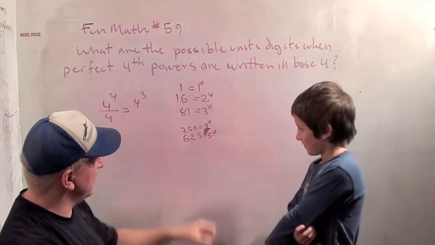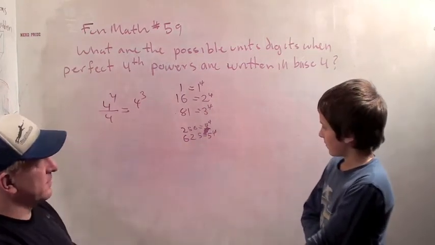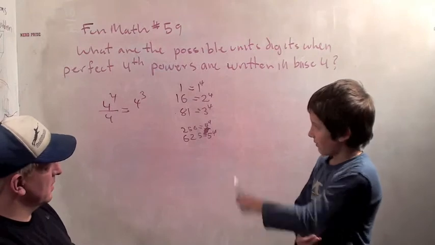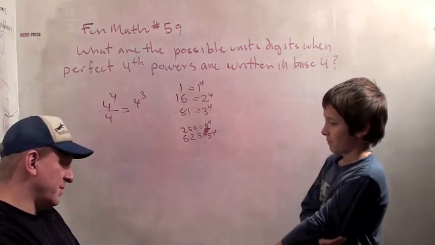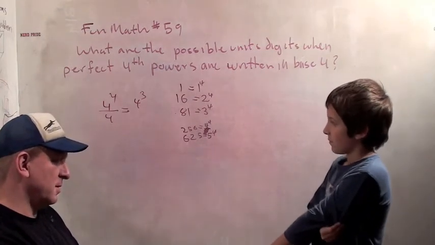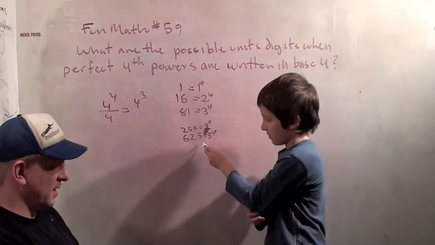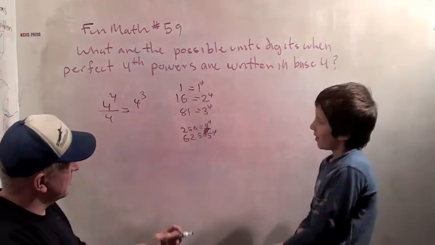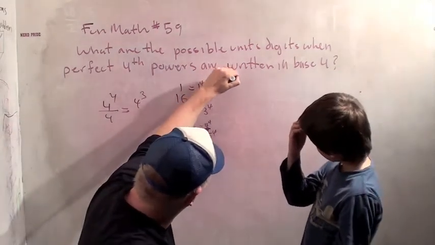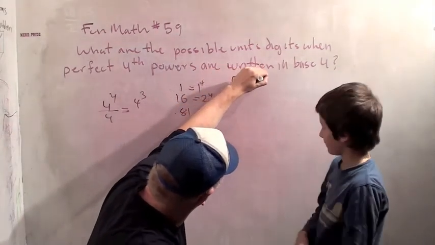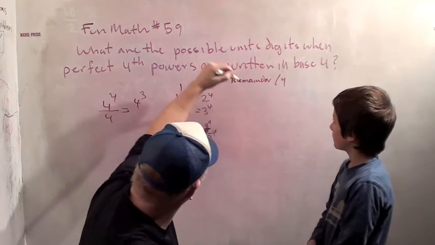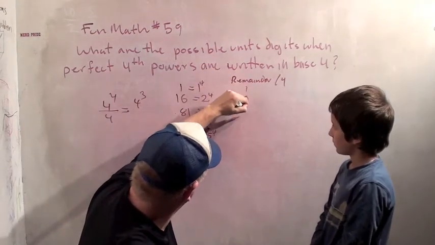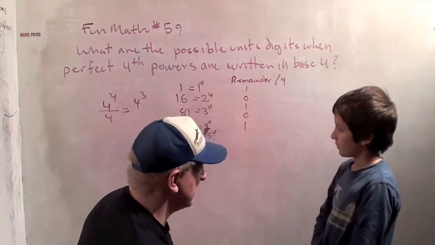625. What's the remainder when you divide this by 4? Probably 1, considering our pattern. Okay, do you know the divisibility rule for 4? It's the last 2 digits. Okay. So 624 is divisible by 4. Yeah, so the remainder is 1. So we have an interesting pattern here. The remainder when you divide by 4 is 1, 0, 1, 0, 1.